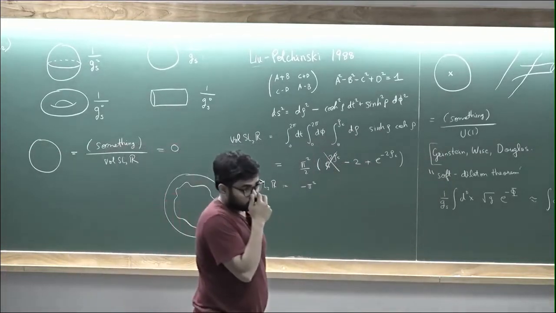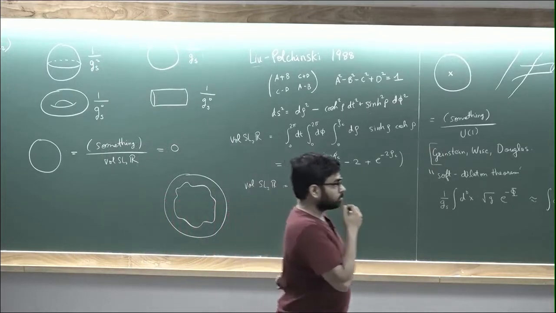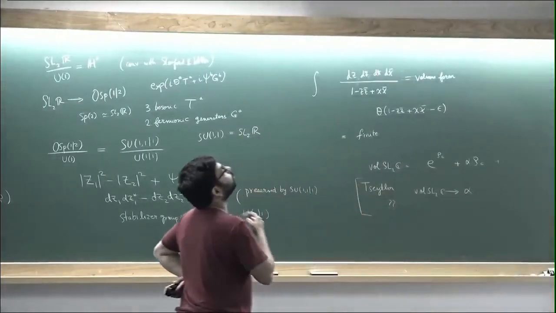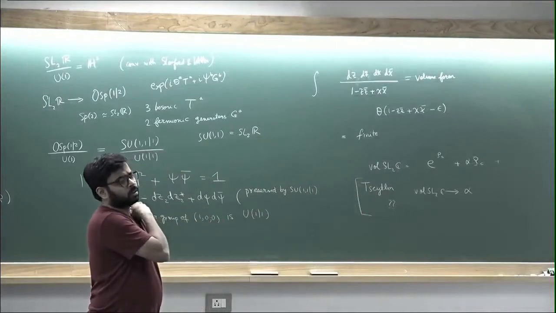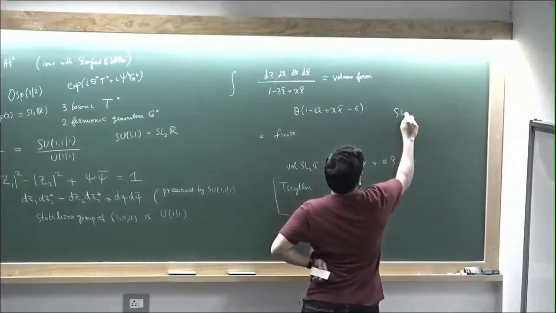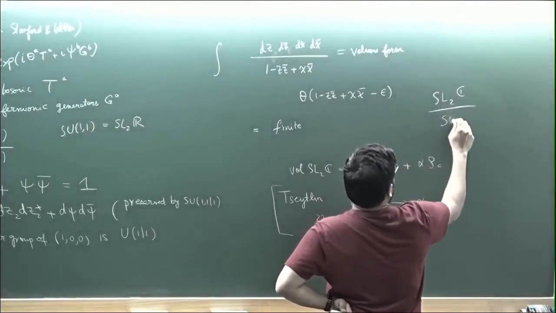If you view SL2C as some sphere fibered over SL2R, and then use the SL2R result. Can you kind of do that? Probably it should exist. The coset, non-trivial fibration. The coset that I know is this.